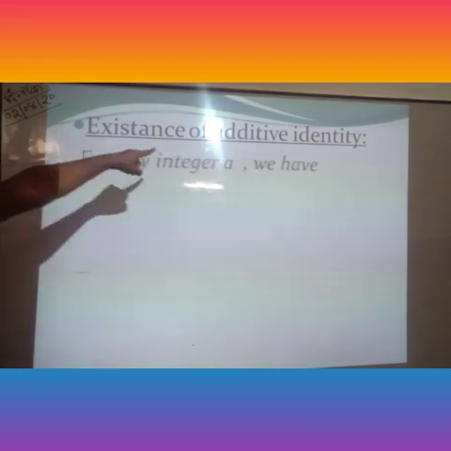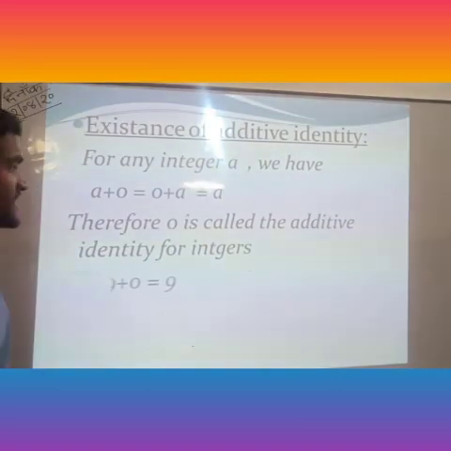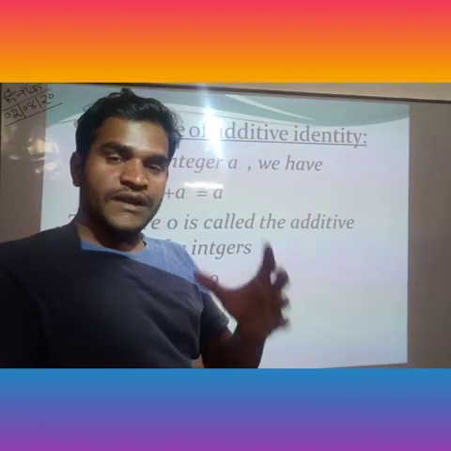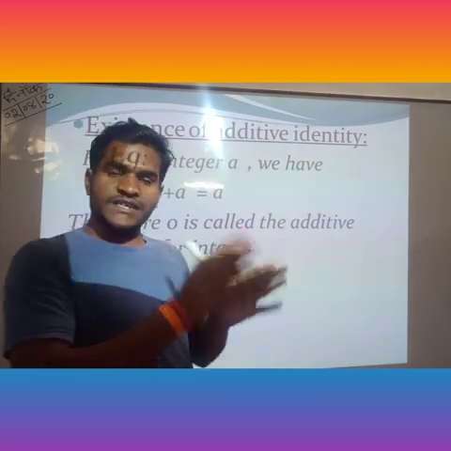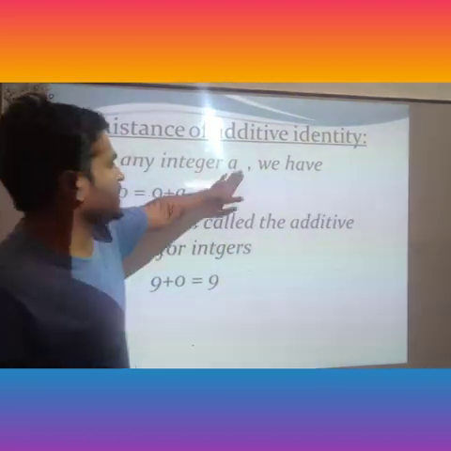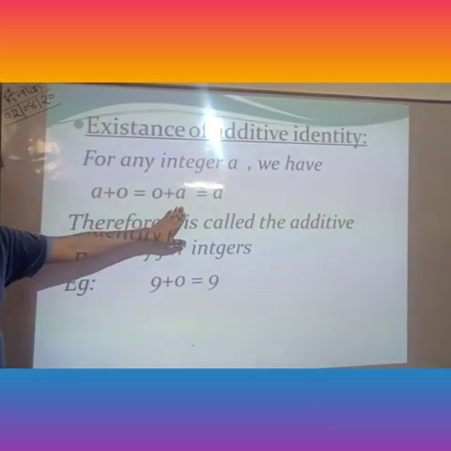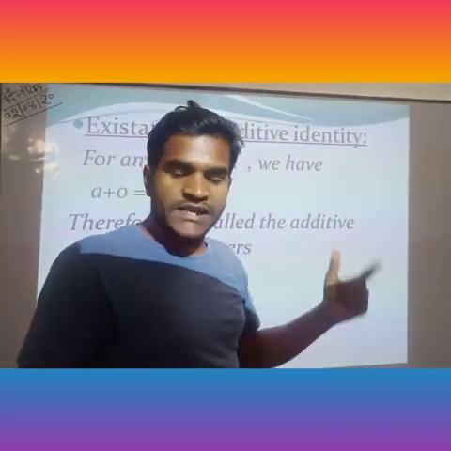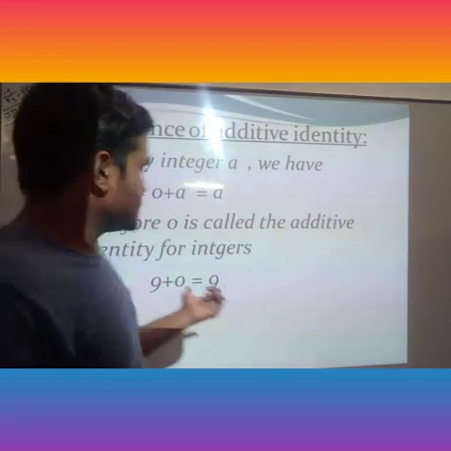Next, existence of additive identity. When we take any integer and 0, while adding 0 to any integer, we get the integer itself. That is, for any integer a, we have a plus 0 is equal to 0 plus a is equal to a. When we add 0 to any integer, we get the integer itself. That is why 0 is called the additive identity for integers.